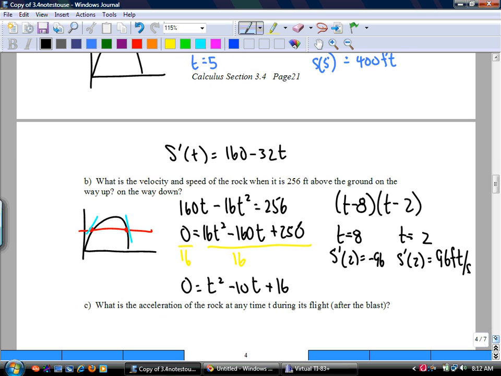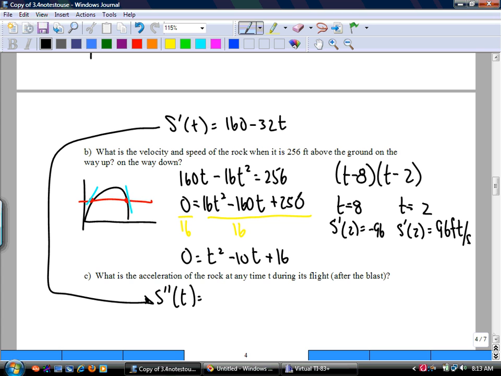C. What is the acceleration? Acceleration is the second derivative, S double prime of t. So start with S prime and then take its derivative. 160 minus 32t. Negative 32. And you're done. Put t equals 5 in, please. Negative 32. Put t equals 26 million in. Negative 32. Oh, right. Gravity's constant. Right?